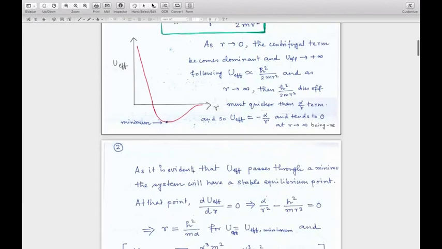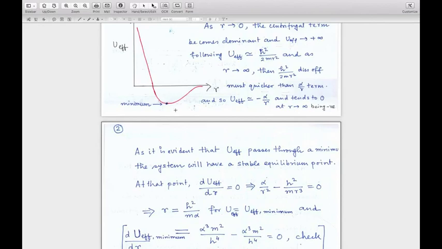Here you can see that U effective passes through a minimum, because it starts from a large positive value and then, as r tends to infinity, it tends to reach 0 from the negative side. That assures the existence of a minimum, a stable equilibrium point. Now it is not a stable equilibrium point in the true sense, because it is not U but U effective that is minimum at this point.